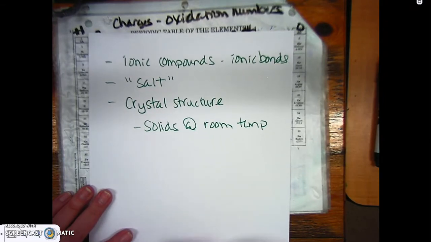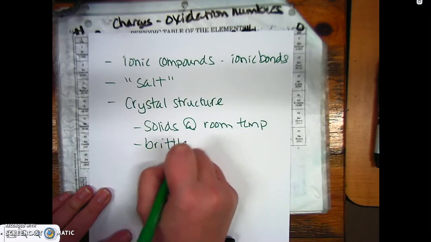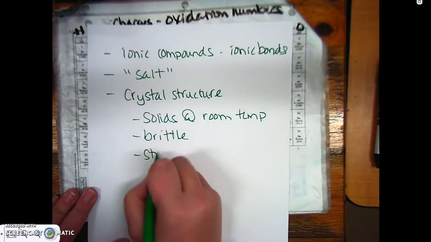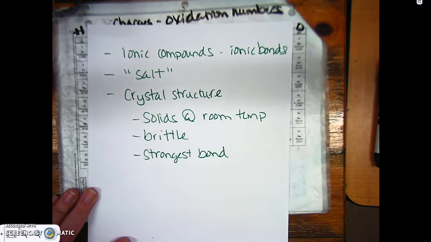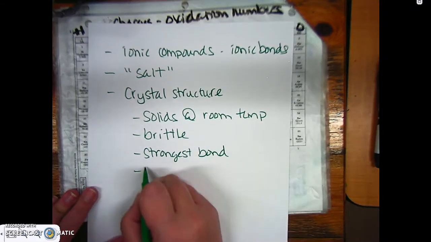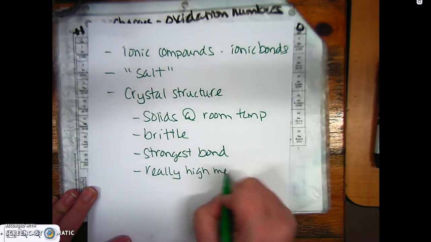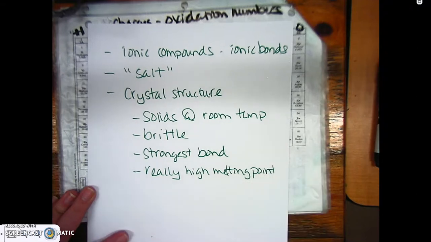Those are actually called covalent compounds. Ionic compounds are very brittle, so if you were to hammer them, they would shatter. An ionic bond is the strongest type of bond that we have. Because it is a really strong bond, it has a really high melting point, like hundreds of degrees Celsius.